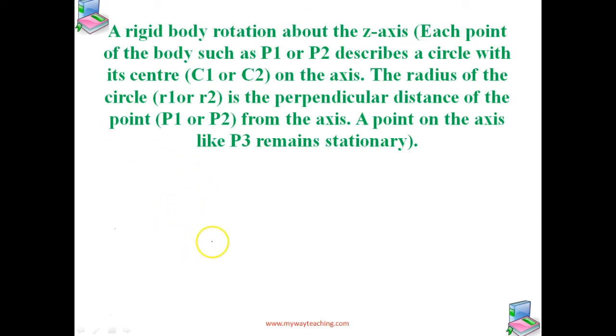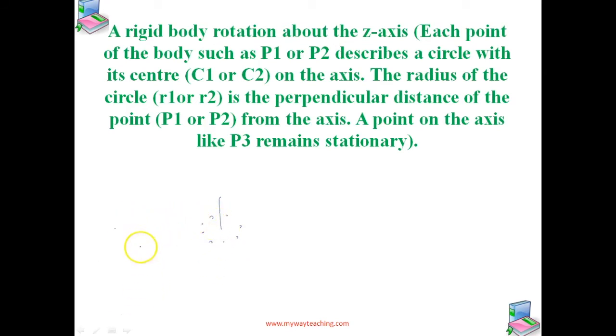Every particle moves in a rotation, and it is perpendicular to the axis. If this is the axis, the particle will move in a circle. So both are perpendicular to each other, and the circle has its center on the axis.